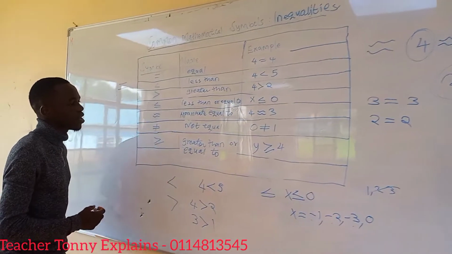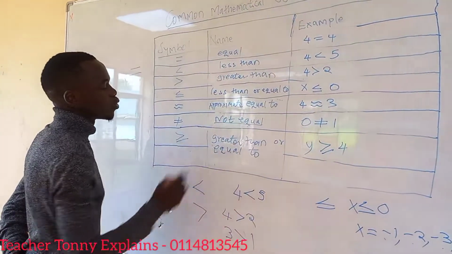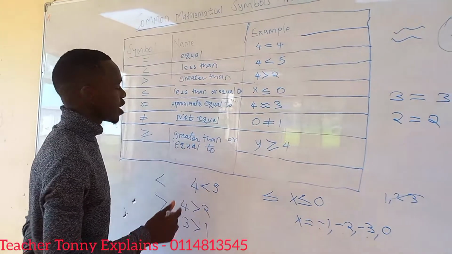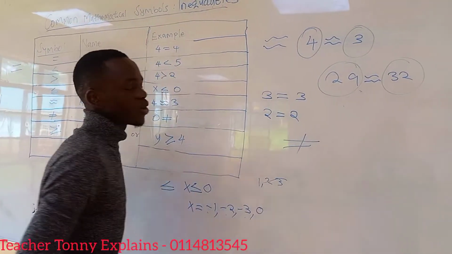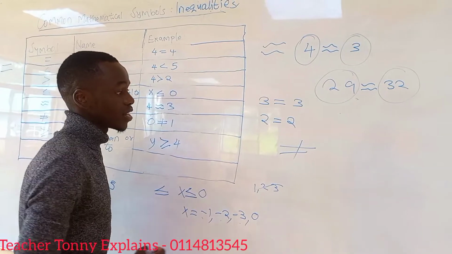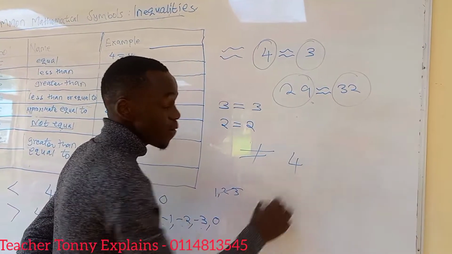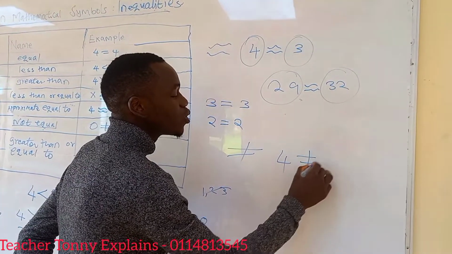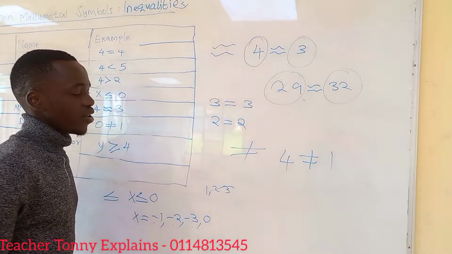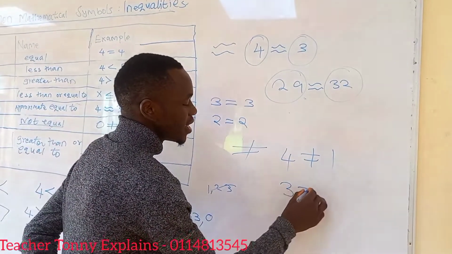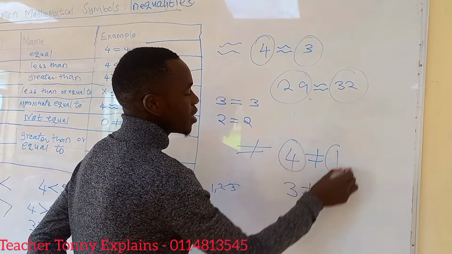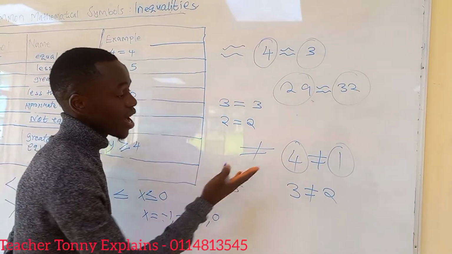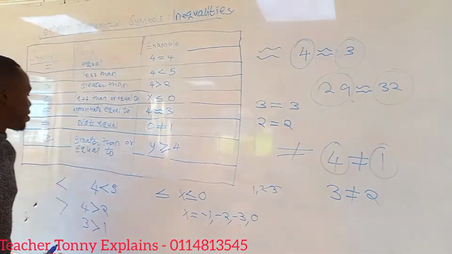Another example is the not equal to sign. Not equal to sign is denoted by this symbol. So for example, 4 is not equal to 1. Another example, 3 is not equal to 2. So when you talk about 4 and 1, if you compare these two values, these are two different identities.